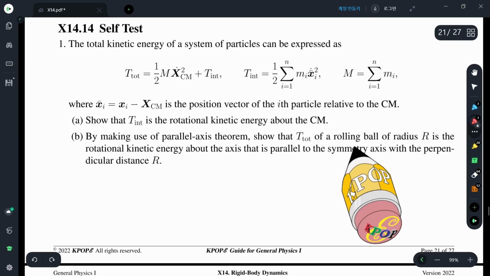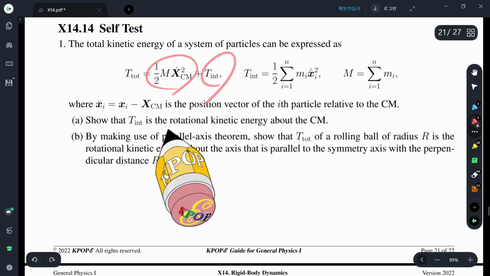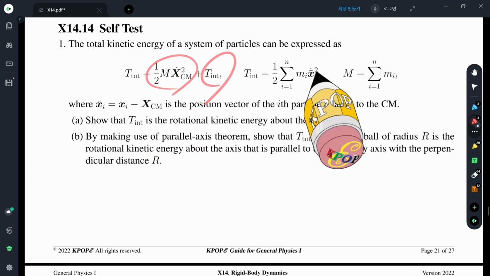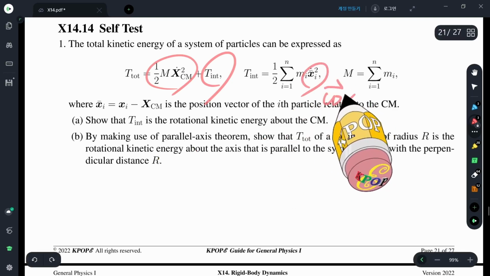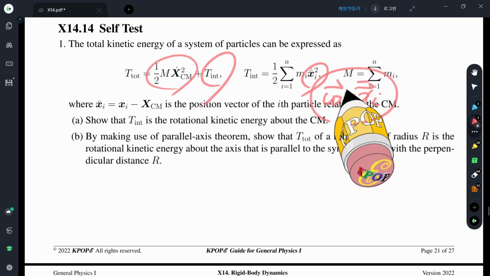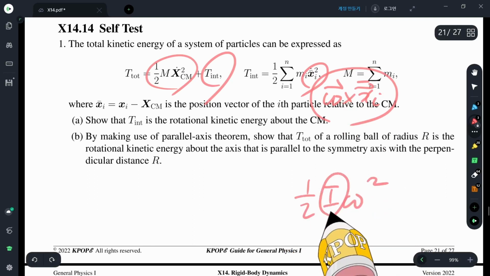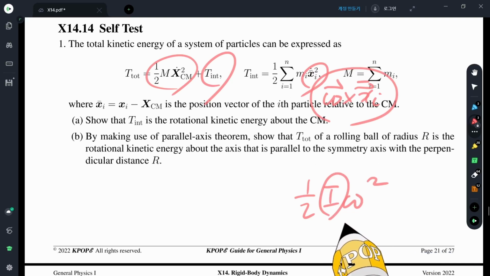This is a self-test. The total kinetic energy of a system of particles can be described as a sum of a translational kinetic energy and internal kinetic energy. And for the case of a rigid body, the velocity is expressed in terms of omega cross xi bar. And using the BAC-CAB rule, we can simplify this kinetic energy as 1/2 I omega squared. And I is the rotational inertia about an axis passing through the center of mass.